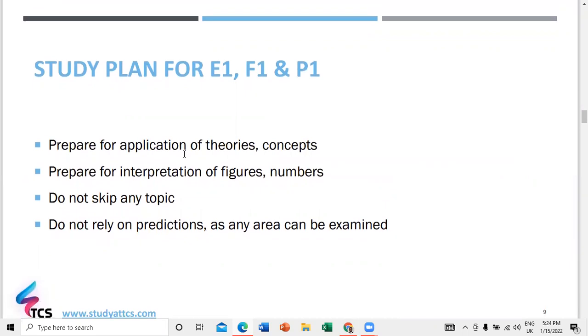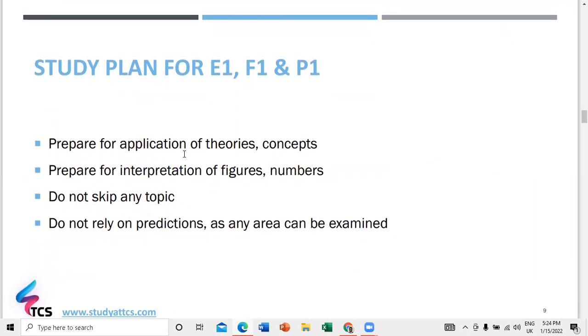And again, I said, when providing answers, you need to be familiar with the pre-seen and the industry, as well as with how you can bring in technical knowledge which you have gained from E1, F1 and P1. So you have to prepare yourself for application of theories and concepts. The theoretical aspects will be tested in your exam. You might wonder how theoretical areas can be tested, especially looking at P1 and F1 related areas.